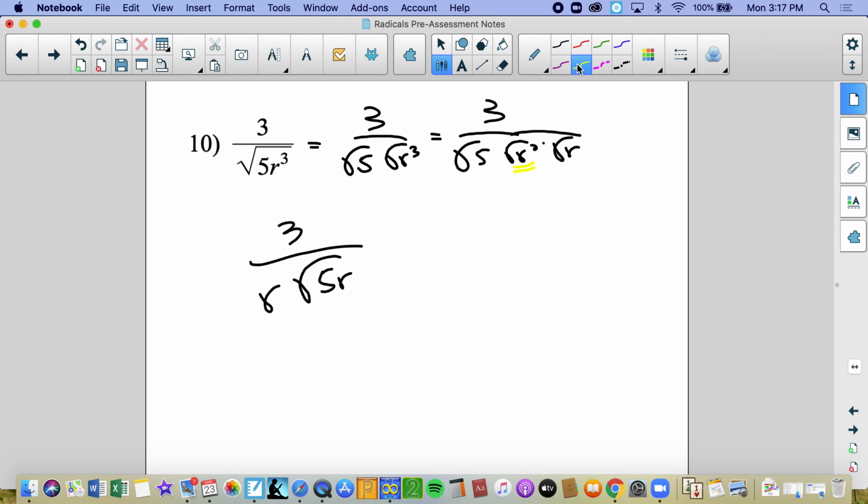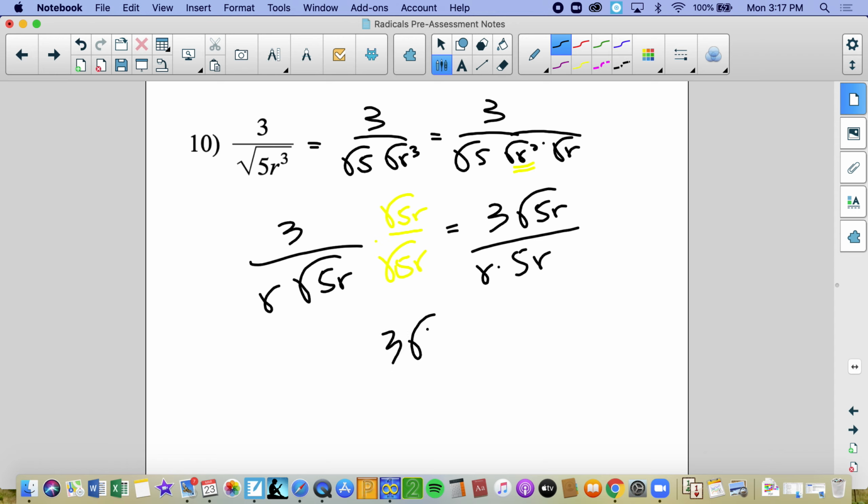So if we rationalize it, we're going to multiply it by rad 5r over rad 5r. 3 rad 5r. One's outside, one's inside. We can't combine those. r times 5r. Nothing can cancel in numerator and denominator. So my answer is 3 rad 5r over 5r squared. That's a good one.